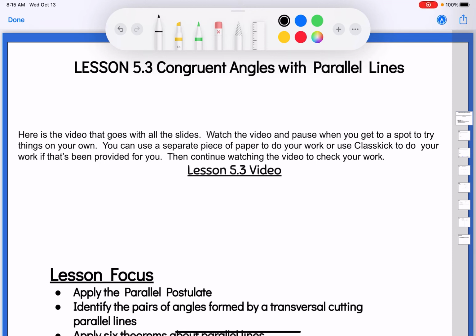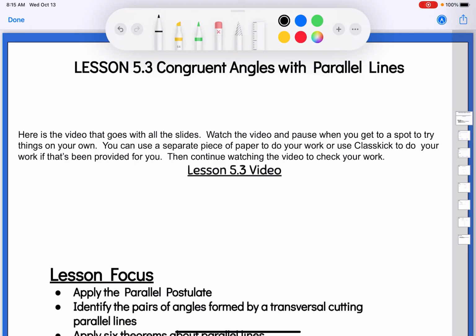All right, 5.3 here, our second lesson in chapter 5. Hopefully it won't be quite as intense as the last one, but it is almost the same kind of concepts, but we're flipping it around. Yesterday we talked about parallel lines and all the congruent angles, and we learned how to prove that the lines are parallel if the angles are congruent.